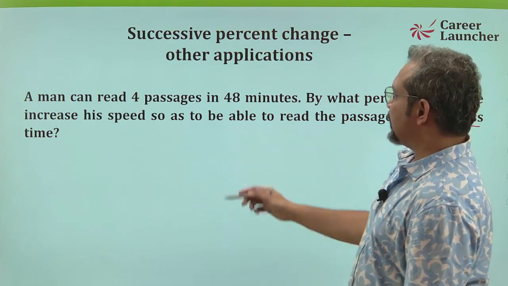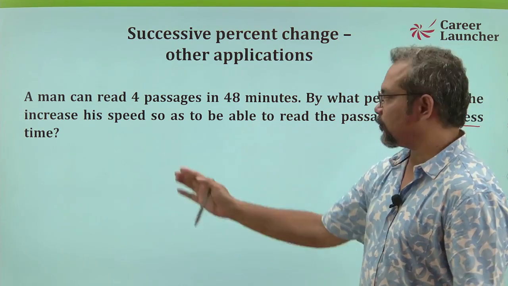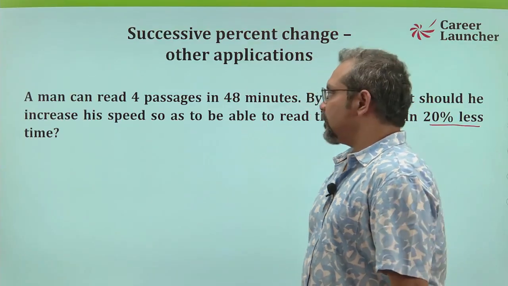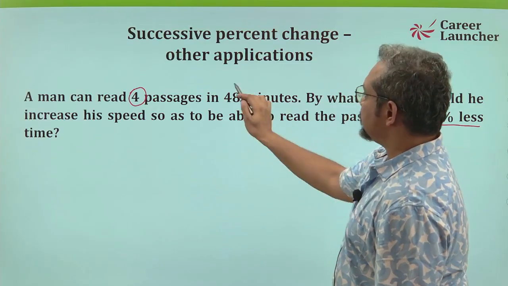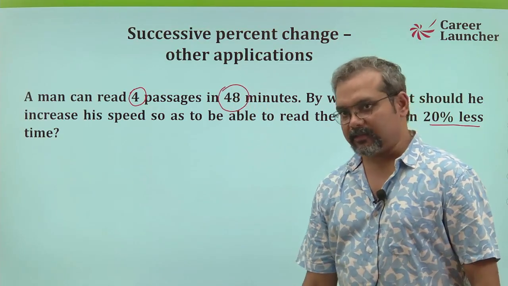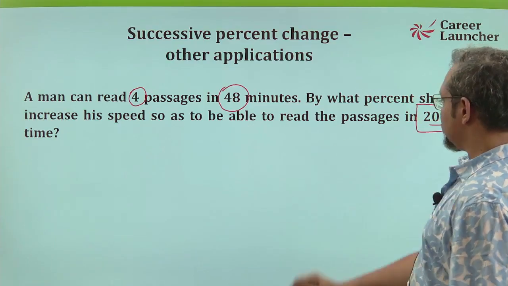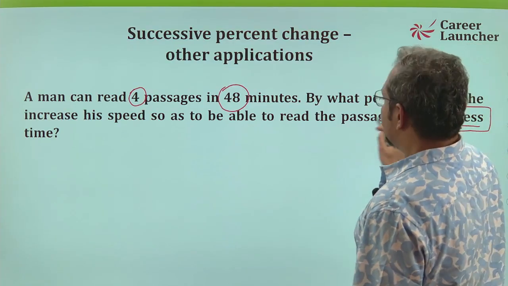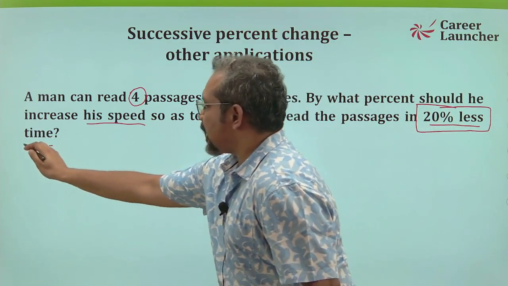Now you guys might be thinking that, okay, we need to figure out 20% of 48 and then do a lot of stuff with 4 passages. Frankly, the point is this data is irrelevant. What is the only important part is 20% less. And you have to understand that we are talking about speed and we need 20% less time.